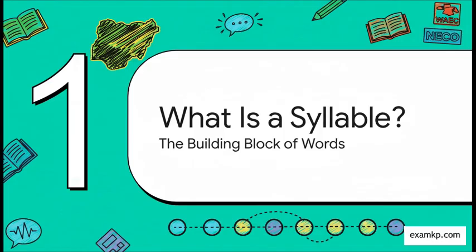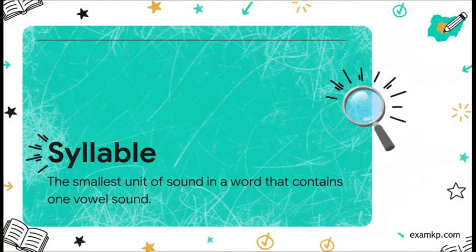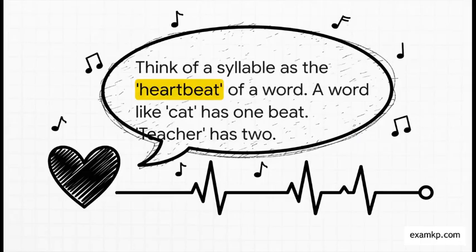Okay, so let's start at the very beginning. To really master anything, you've got to understand its most basic building block. So when we're talking about words, what exactly is a syllable? Here's the official definition, and it's pretty simple. A syllable is the smallest unit of sound in a word that has just one vowel sound. That's really it.